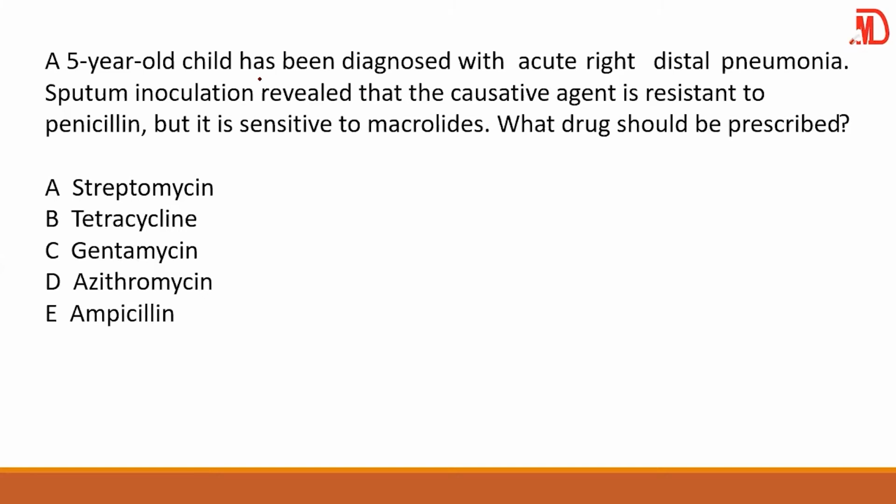We have a 5-year-old child who was diagnosed with acute right distal pneumonia. Sputum inoculation revealed the agent to be resistant to penicillin. When you say resistant to penicillin, that means penicillin is not able to cure or eradicate that microorganism. But it is sensitive to macrolides. So over here, you need to know the types or examples of macrolides. And the example of macrolides is what?